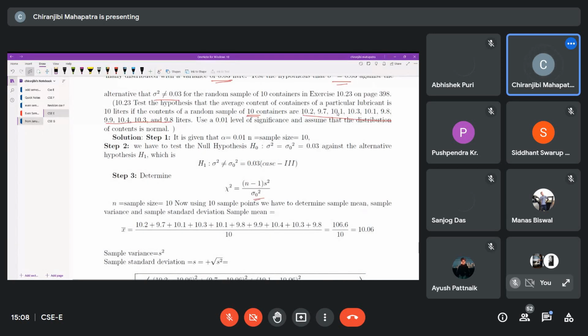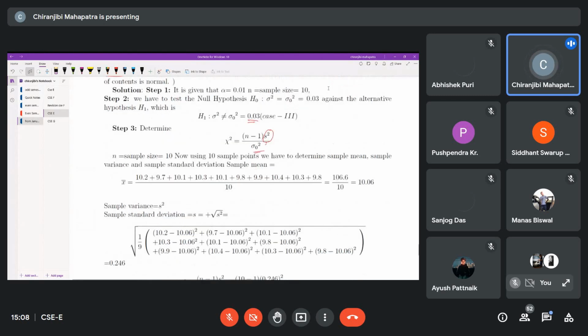by sigma naught square. So you have to find out the s square first, then sigma naught square that is known to you, that is 0.03. Okay, not known actually, under the null hypothesis sigma naught square is 0.03. So just put it here. First find out the s square and put it here.